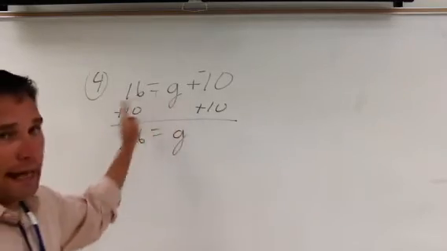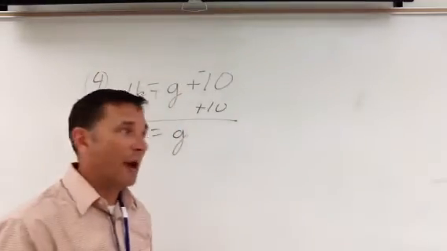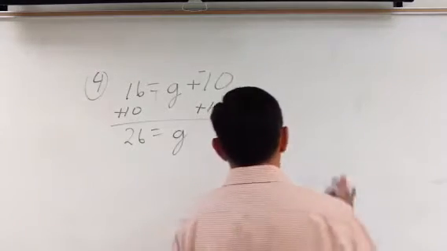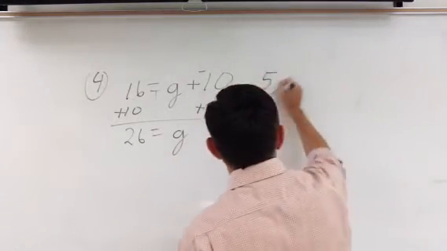So when things are being added or subtracted, we're looking to add opposites. Now number 5 is a little different.